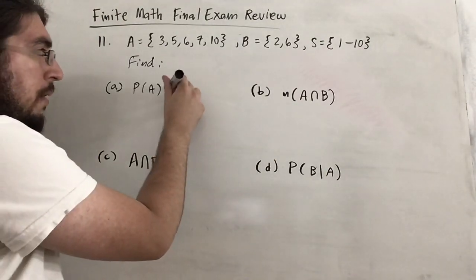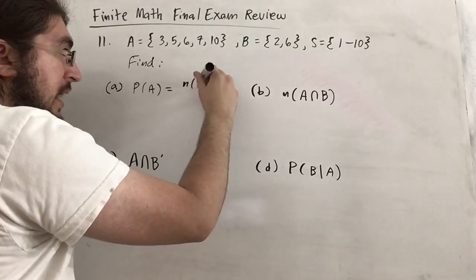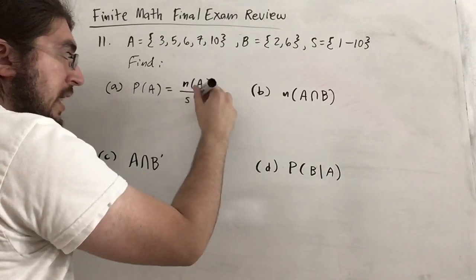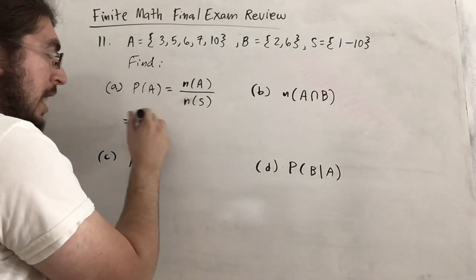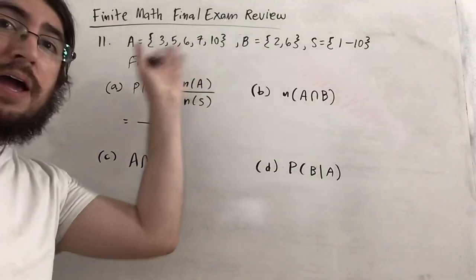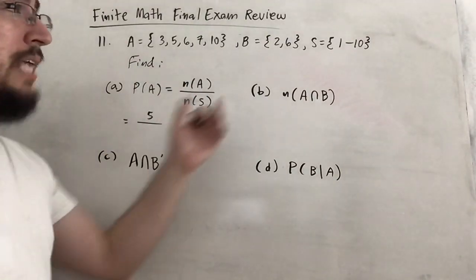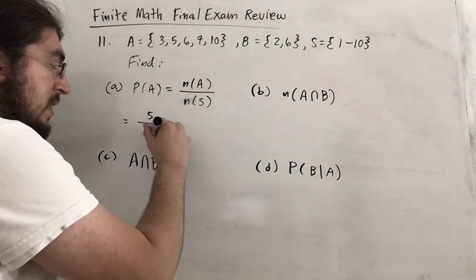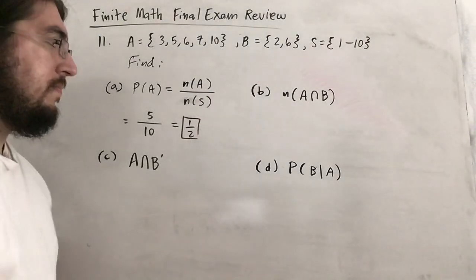So remember that the probability of a set occurring is just the number of things in that set divided by the number of things in its sample space. So really what we have to do is count the number of things in A. There are 5 things. You can just count the amount of elements. You get 5. The sample space contains 10, and 5 over 10 reduces to 1/2. So the probability of set A is 1/2.